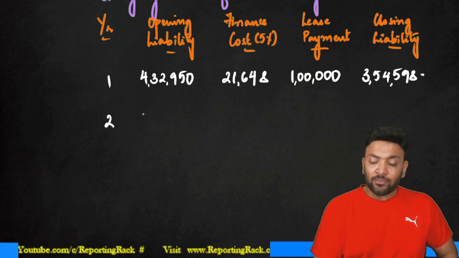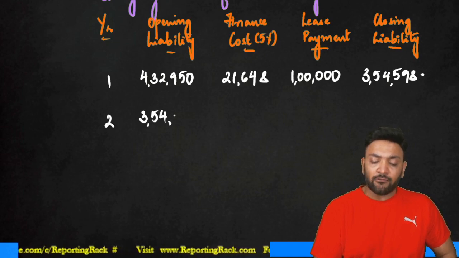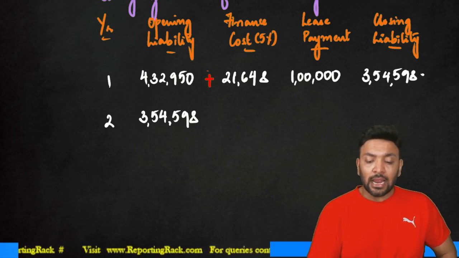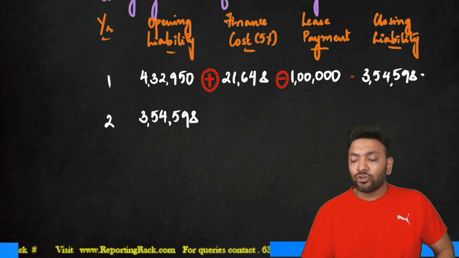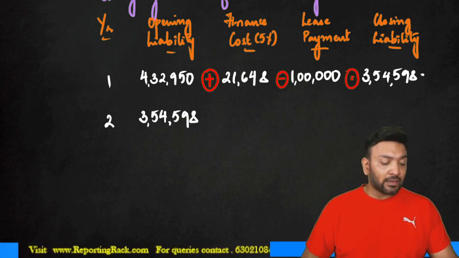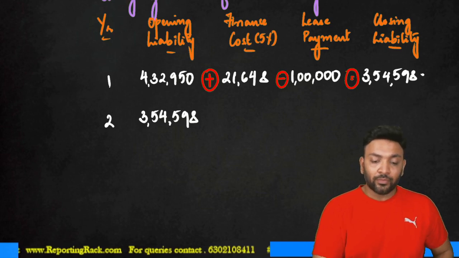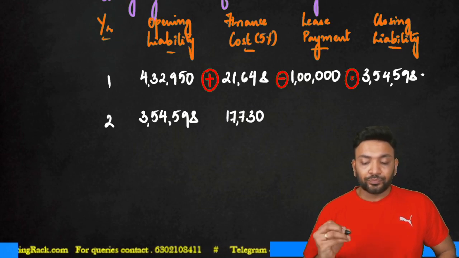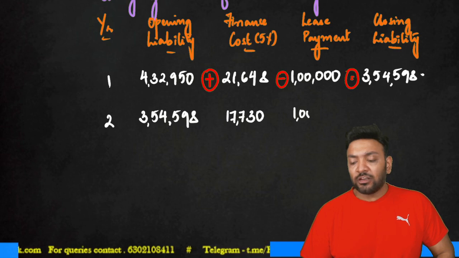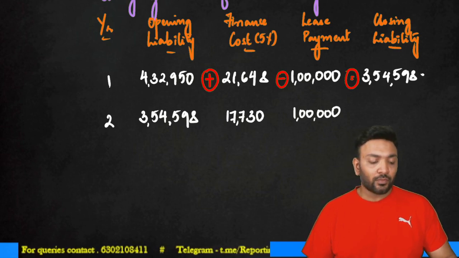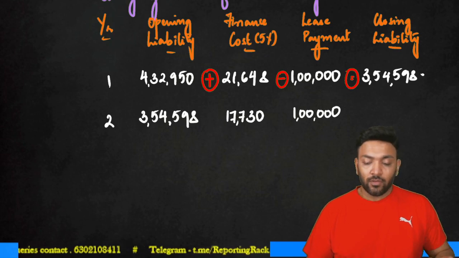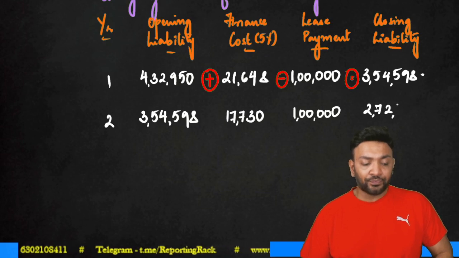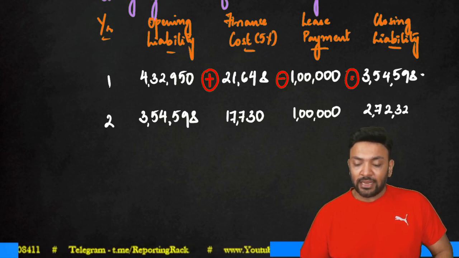Year 2, that will become the opening, 3,54,598. Again, add it with the amount of finance cost and reduce it with the amount of lease payment so that you get the closing lease liability. Again, multiplied by 5%, 17,730 minus 1 lakh of lease payment made during the year. Final answer would be 2,72,328.